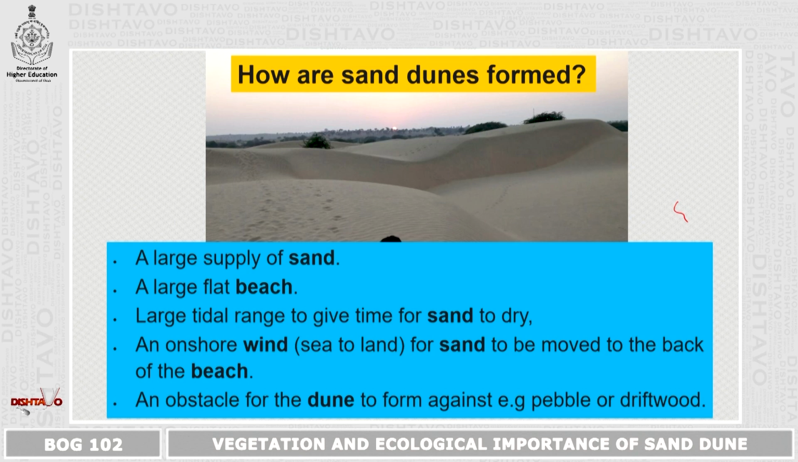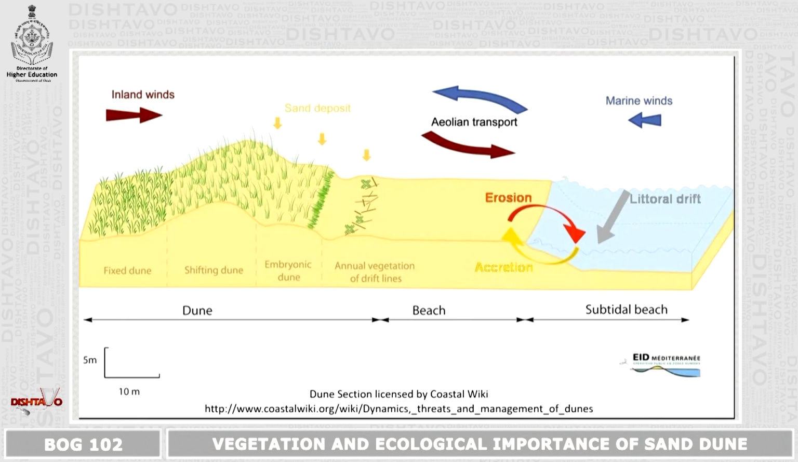An obstacle is required so that dune is formed against some obstacle, maybe a pebble, a big pebble, or a wood, or a tree that is fallen, something that stops the sand from going backwards. You can see in this diagram how the sand dune is formed on a beach.